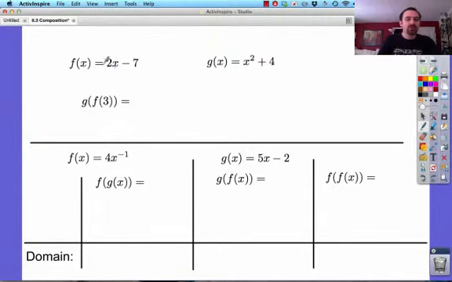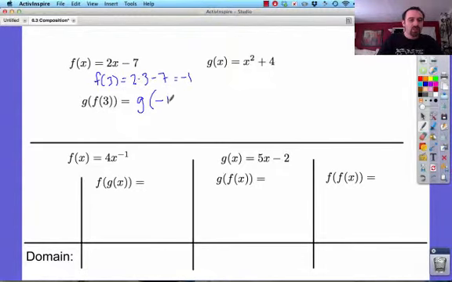First of all, let's just look at a basic situation and get comfortable with the idea of what it means to put one function inside of another function. Here f of x is 2x minus 7, and g of x is x squared plus 4. I'm going to put 3 into f, and then that's going to go into g. So f of 3 equals 2 times 3 minus 7. That's 6 minus 7, that's negative 1. So f of 3 is negative 1.